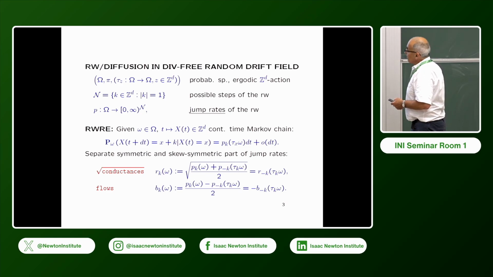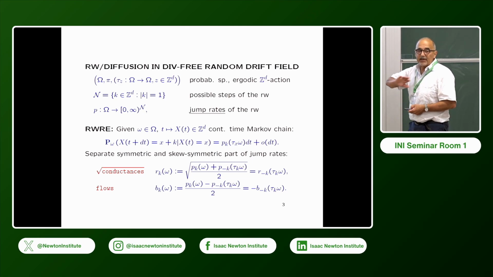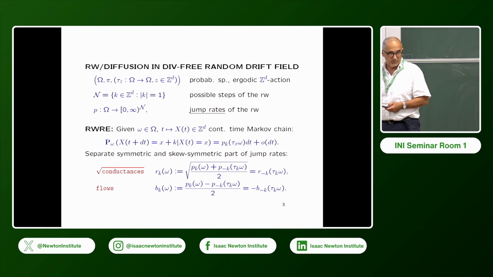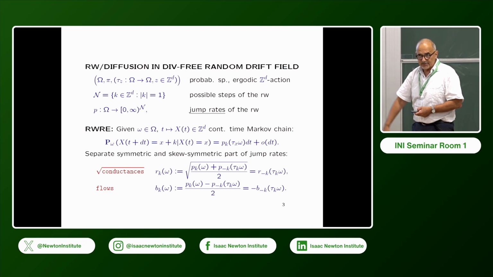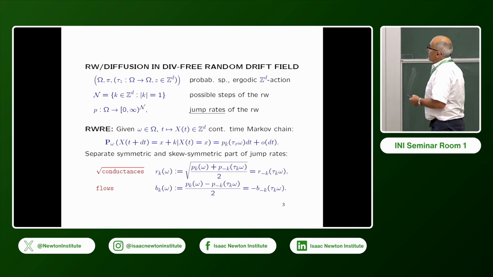So we start with a probability space. This is a space with a probability. I didn't write the sigma algebra, doesn't matter. And measure preserving maps indexed by Z^d, which act ergodically. So this is an ergodic Z^d action on a probability space. Imagine you have random variables which have a translation invariant and ergodic distribution. So this will be my basic probability space.